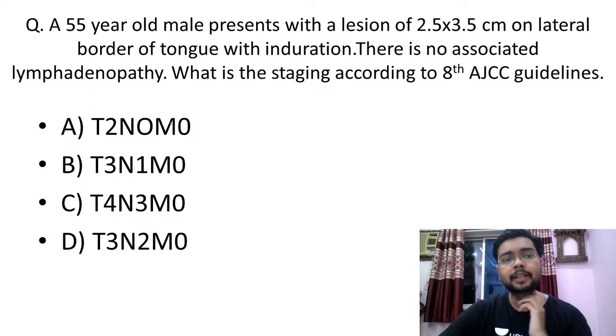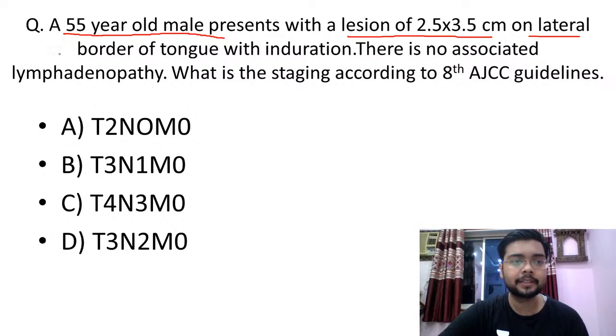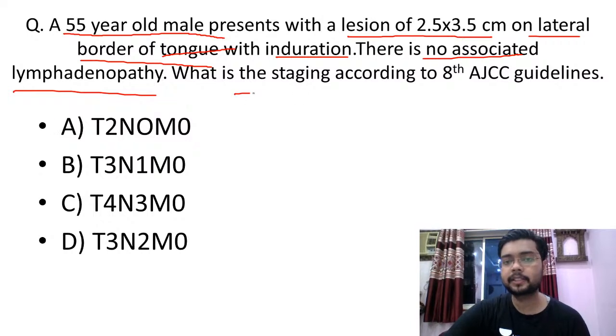Moving to another important question, which was related to tongue carcinoma. They had asked a question where they said that a 55-year-old male presented with a lesion of 2.5 into 3.5 centimeter on the lateral border of the tongue. There was induration. There is no associated lymphadenopathy. What is the staging according to the 8th AJCC guideline?